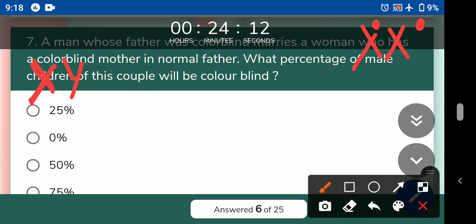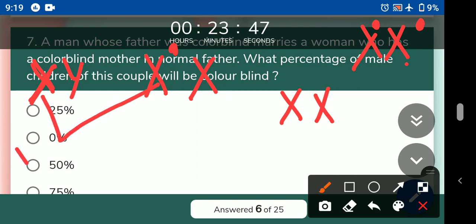So, if we have a daughter from it, in the daughter, one of the X chromosomes is from the father and one X chromosome is from the mother. The father was normal, so she has a normal X. And the mother was colorblind, so she has one abnormal X. Okay, so she is a carrier of colorblindness. Now we have a cross between them.